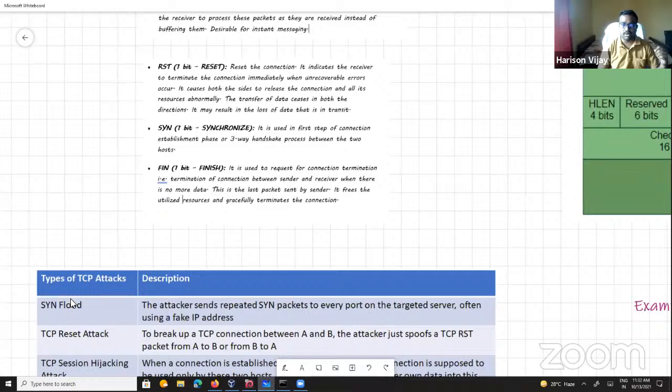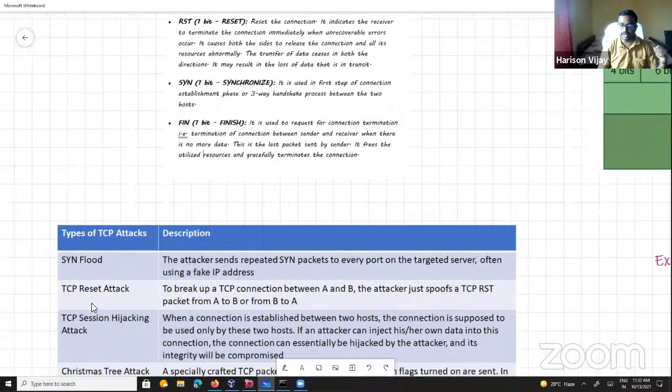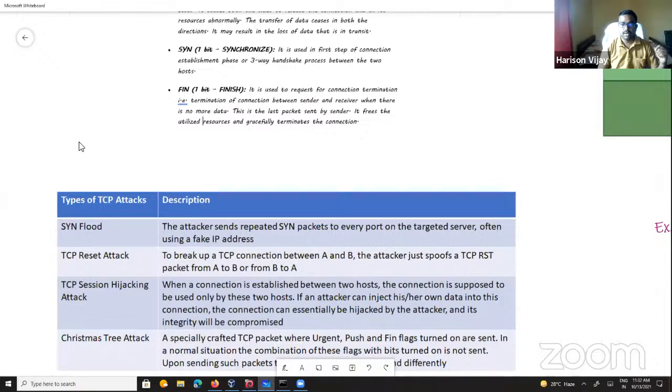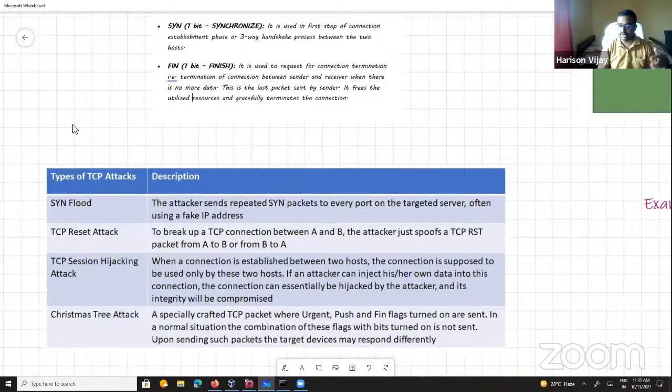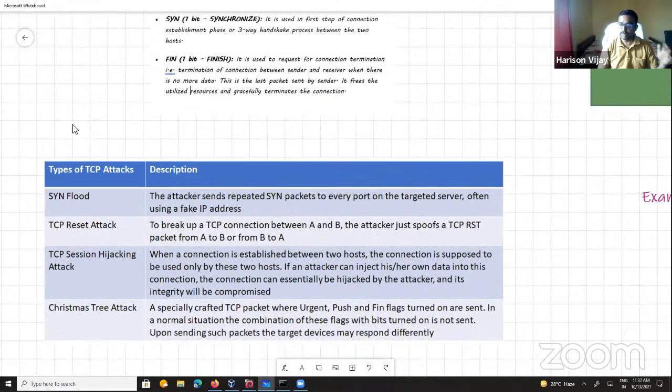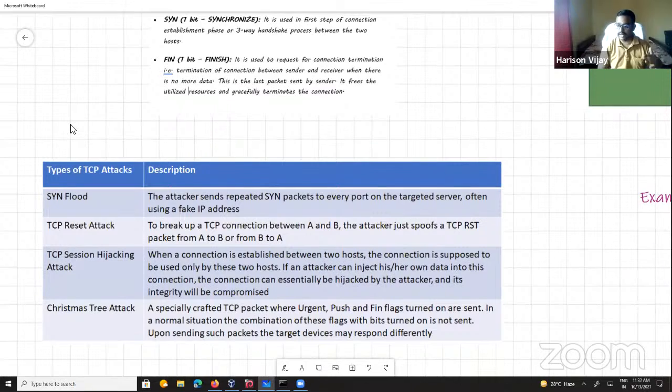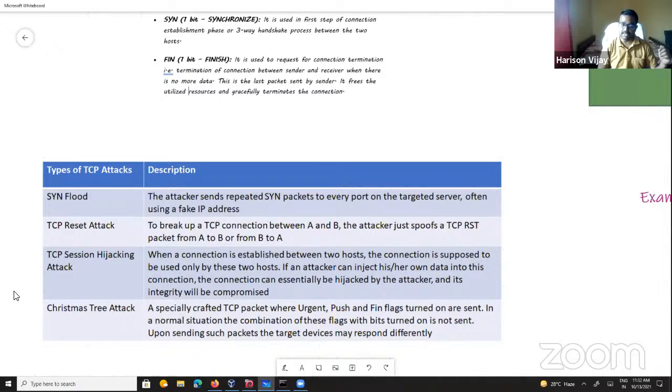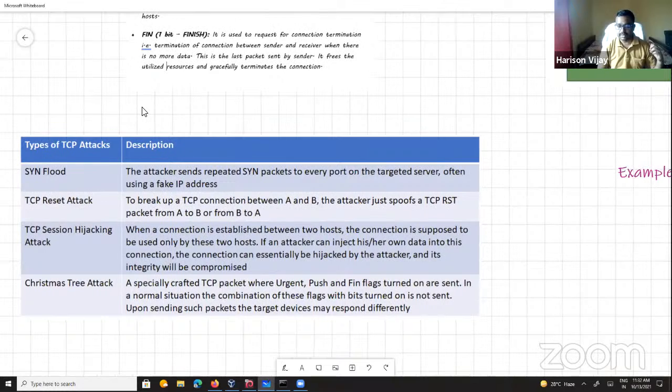The third type of attack is called the TCP Session Hijacking Attack. Okay, which is again where the attacker can inject his or her own data into the connection by spoofing their IP address. Of course, the attacker has to have knowledge of all the sequence numbers and the acknowledgement numbers that are traveling through the connection. And if he's able to capture those packets and insert himself into the communication, then he can hijack the TCP session.